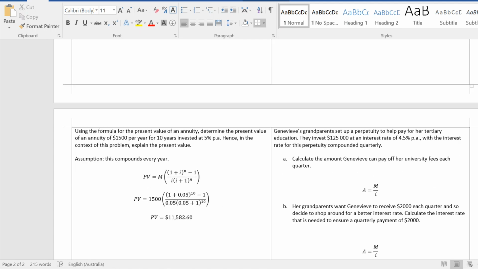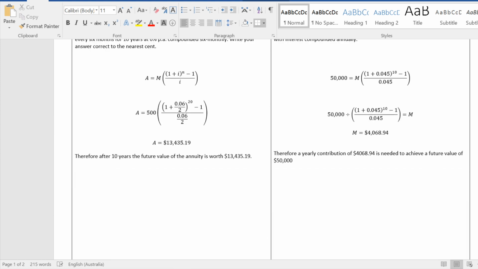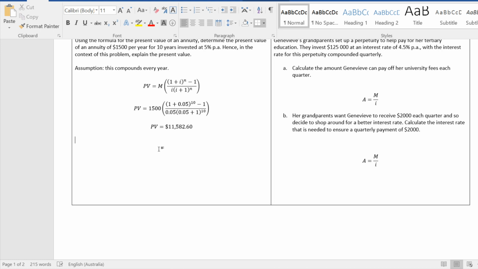So 18,866 is what I end up with, and that should be the value of the future annuity, which is what I'm going to check now, times 1.05 to the power of 10 minus 1, and dividing that by 0.05. And yep, 18,866. So there is our present value.